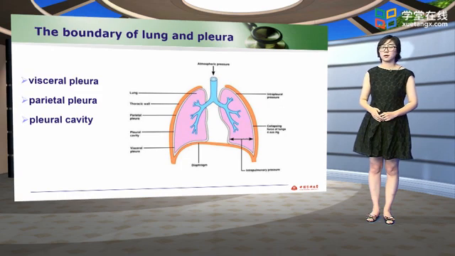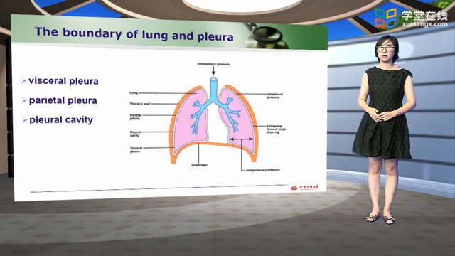Pleura. There are two kinds of pleura. The first one is visceral pleura, and the other one is parietal pleura. The visceral pleura is covering the surface of the lung, and the parietal pleura is just covering the inner surface of the chest wall. The space between the visceral pleura and the parietal pleura we call pleural cavity.